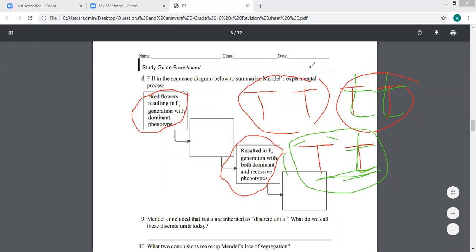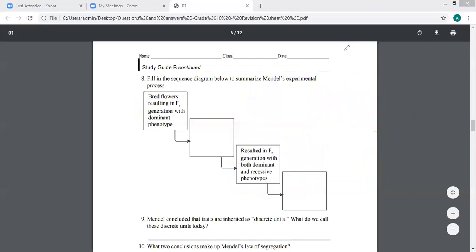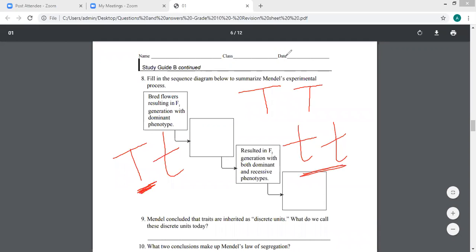Listen to me, Fatima. The recessive traits are always pure, so they are small letters, not capital. T capital T capital, dominant or recessive? Dominant. T capital T small, dominant or recessive? Dominant. T small T small? Recessive.